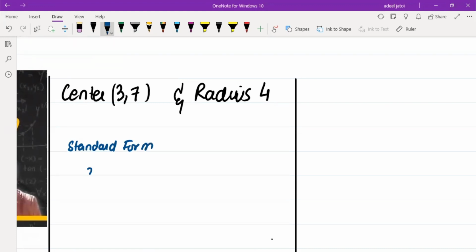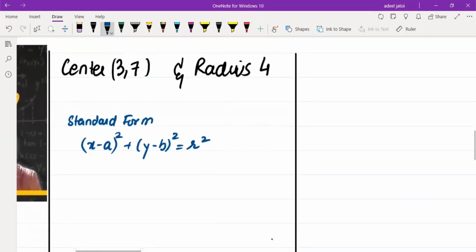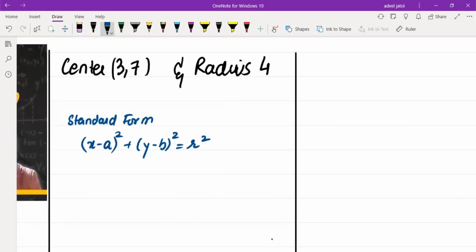of equation of circle is x minus a whole square plus y minus b whole square is equal to r square. So this is your normal standard form. Considering that we know the center is 3, 7, whenever there is a center, this is considered as a and this is considered as b. So a is 3 and b is 7. And this will be your r. So radius is 4.